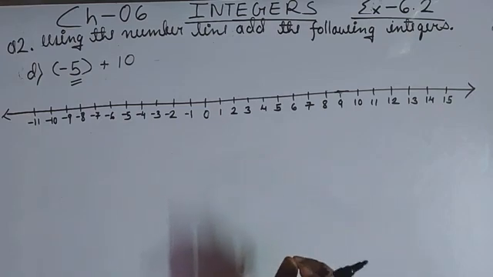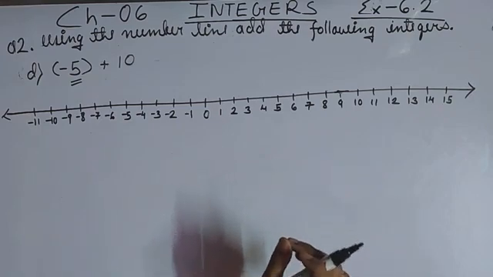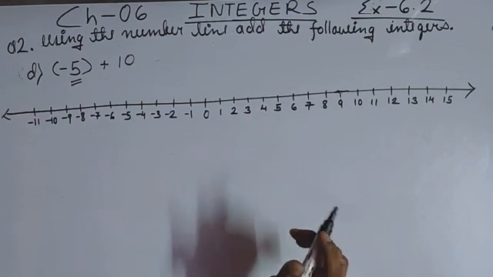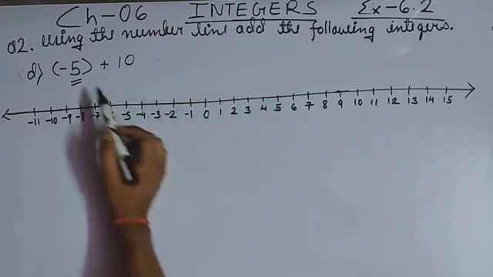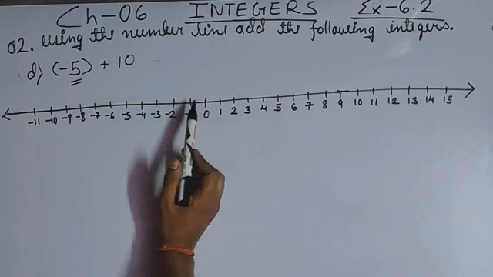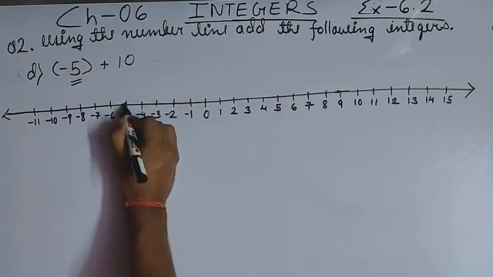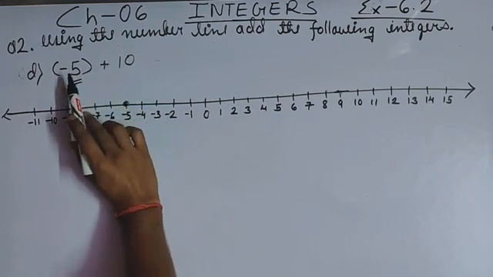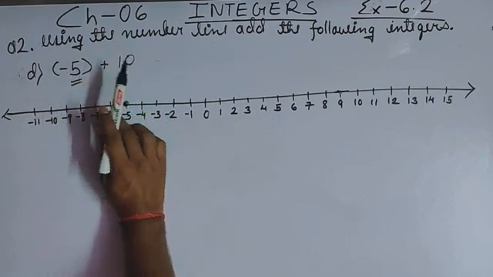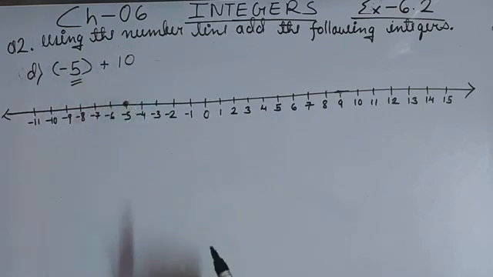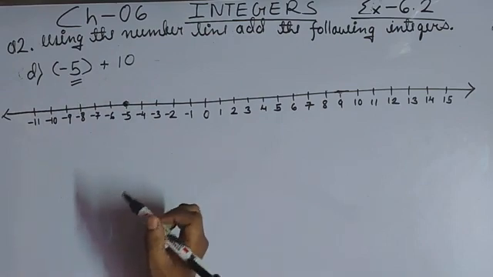For each part of this question number 2, you will be drawing a different number line. So this is our starting point, that is minus 5. It will be lying on the left hand side of the 0. Now what we have to add? We have to add 10 to this minus 5, a positive integer. Whenever we are adding a positive integer, we are moving towards the right hand side. How many places? 10 places.